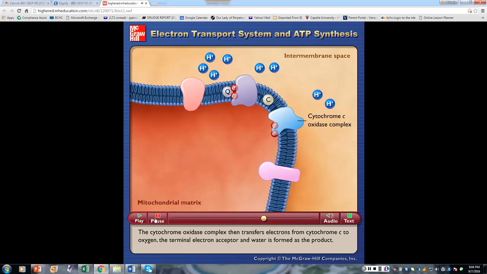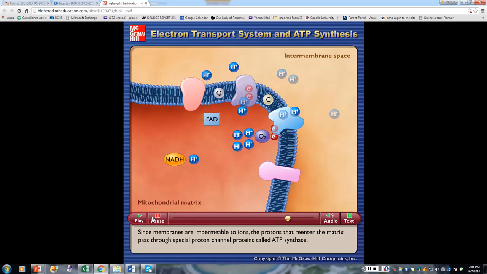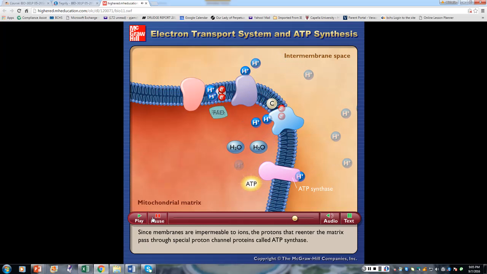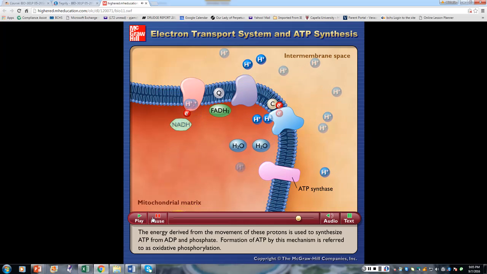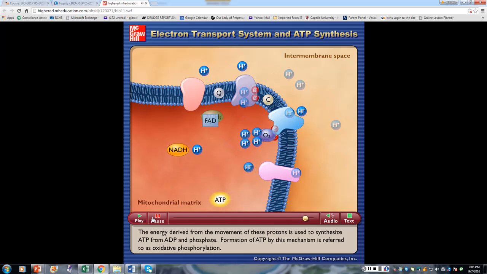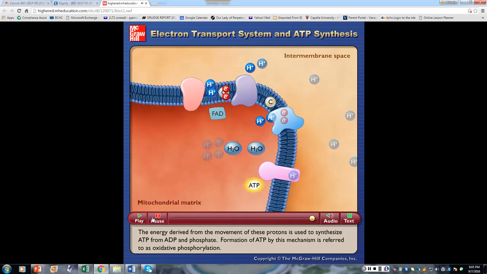The cytochrome oxidase complex then transfers electrons from cytochrome C to oxygen, the terminal electron acceptor, and water is formed as the product. The transfer of protons to the intermembrane space generates a proton motive force across the inner membrane of the mitochondria. Since membranes are impermeable to ions, the protons that re-enter the matrix pass through special proton channel proteins called ATP synthase. The energy derived from the movement of these protons is used to synthesize ATP from ADP and phosphate. Formation of ATP by this mechanism is referred to as oxidative phosphorylation.